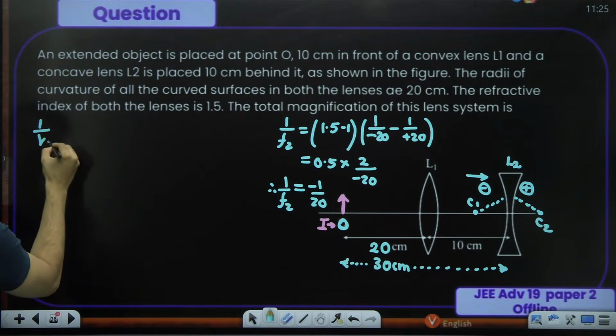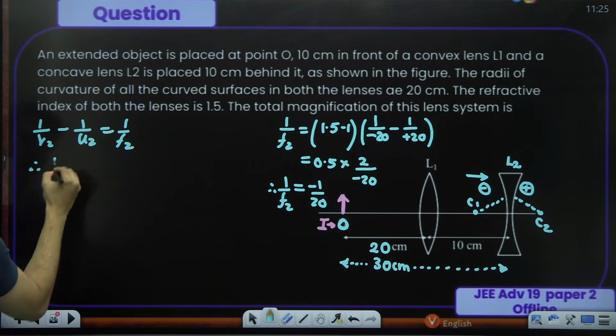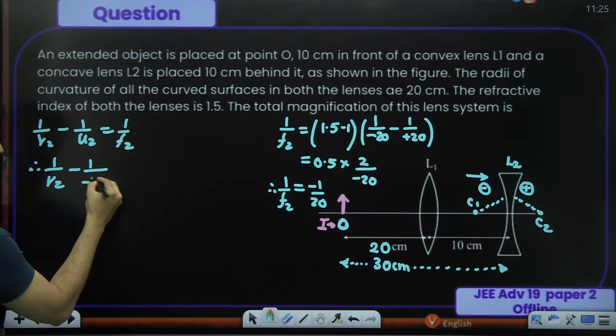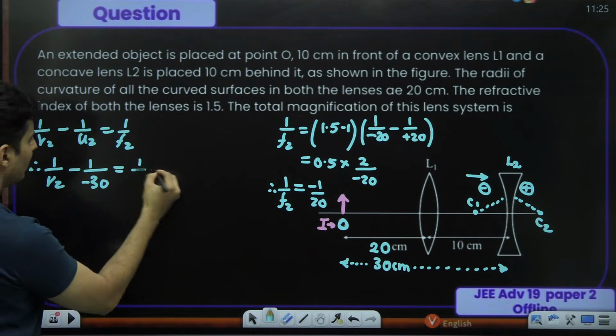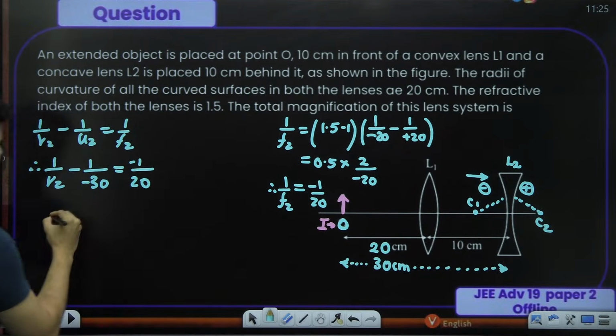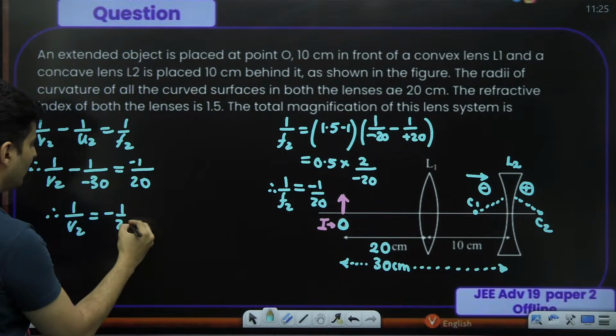Now let's do 1 by v2 minus 1 by u2 is equal to 1 by f2. So 1 by image distance minus object distance, which is 30 centimeters with a negative sign, is equal to 1 by f2. f2 is minus 1 by 20. Okay, so 1 by v2 will be minus 1 by 20.